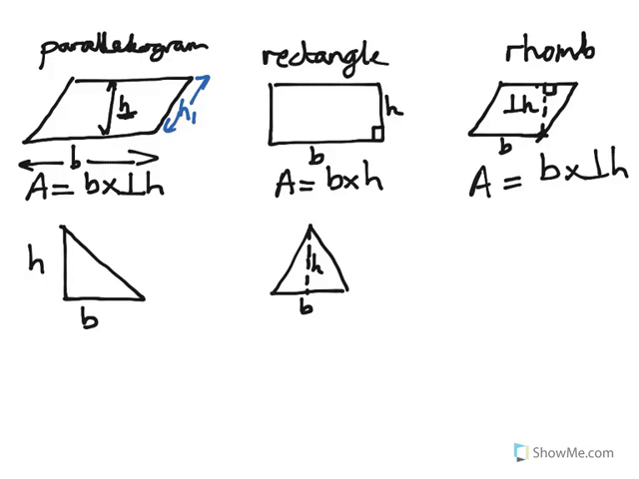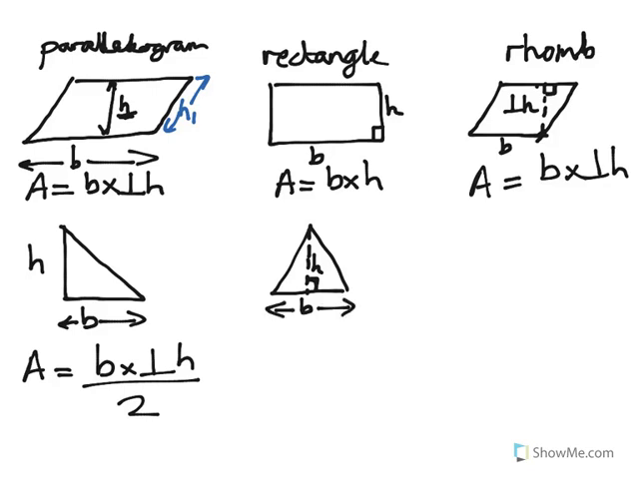Then we have a triangle. The area of a triangle is always the length of the base times the perpendicular height divided by 2. And if you don't know the perpendicular height, then you have to drop down an angle here at 90 degrees and measure it. If they don't give you that, then you measure the perpendicular height.